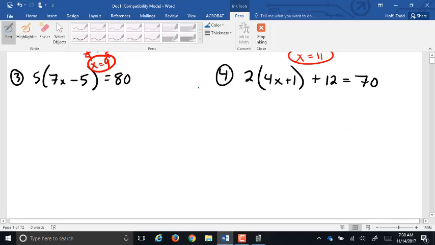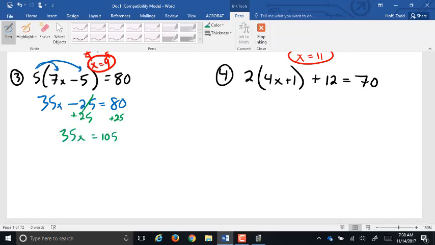Number 3, what do we notice is different? We've got the parentheses, not necessarily FOIL, but distribute. Yeah, we have to multiply. So we do 5 times 7x, 35x. 5 times a negative 5, negative 25. And then we add 25. 35x equals 105, and then divide by 35. So x equals 3, correct.